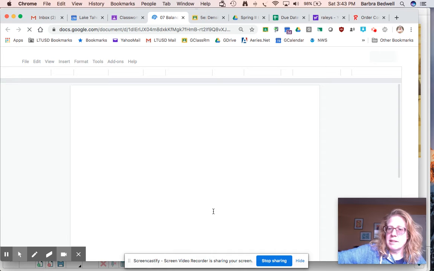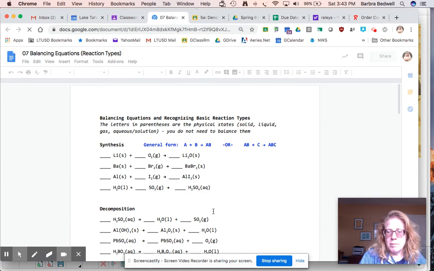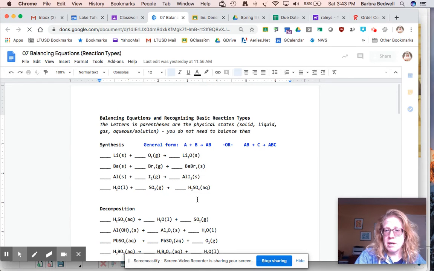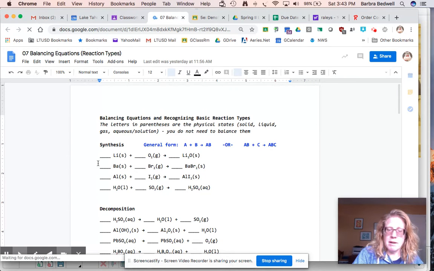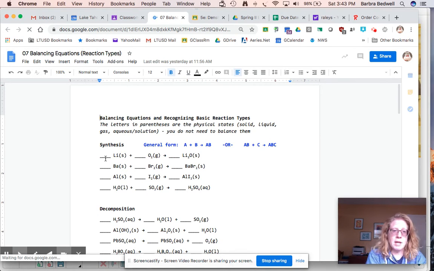This is more of a math type assignment where you're counting and trying to identify how many of each type of atom are present. So on the blanks, you can just write your coefficients. Not every blank needs to be filled. In fact, with a lot of them, you're just assuming a 1 is there, but you don't necessarily have to put something on every single blank.